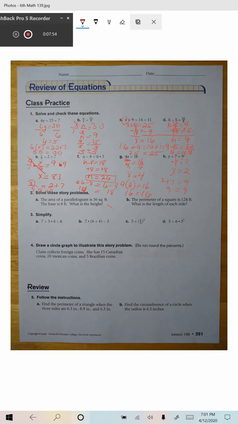Solve the story problems. The area of a parallelogram is 56 feet. The base is 8 feet. What is the height? So, remember the formula of a parallelogram is area equals base times the height. Remember that? So, they gave us the area. So, they're saying 56 feet squared equals, write this with me, they give us the base, which is 8 feet. They did not give us the height, and we need to find that.